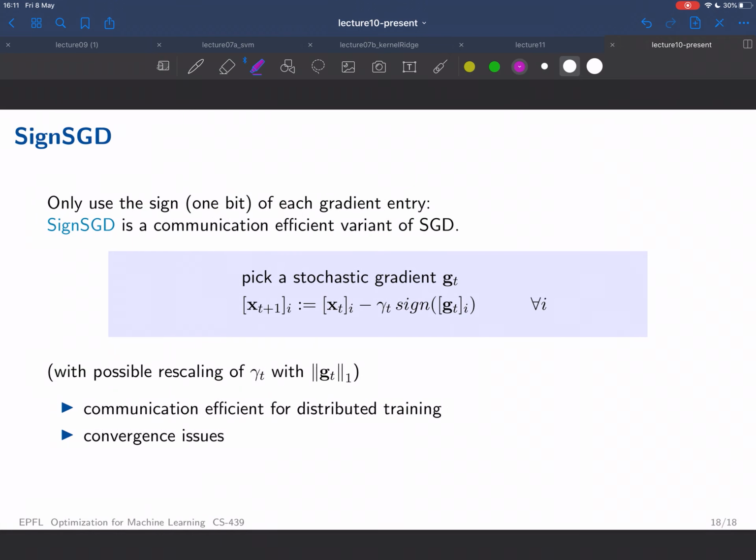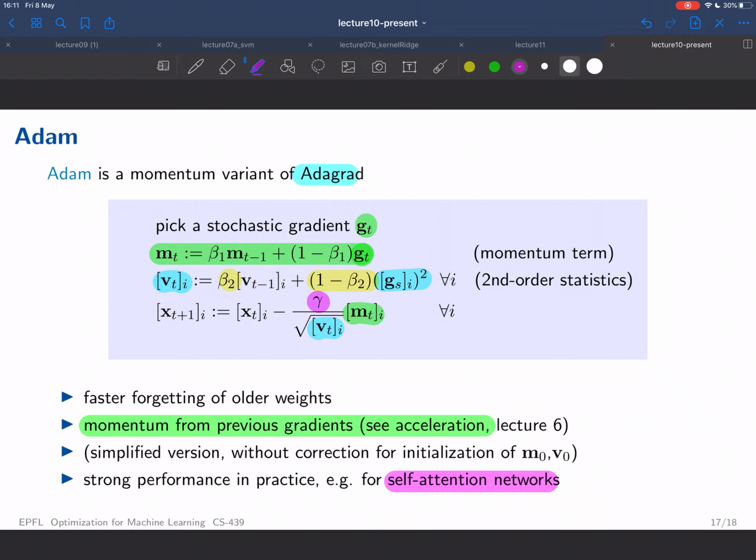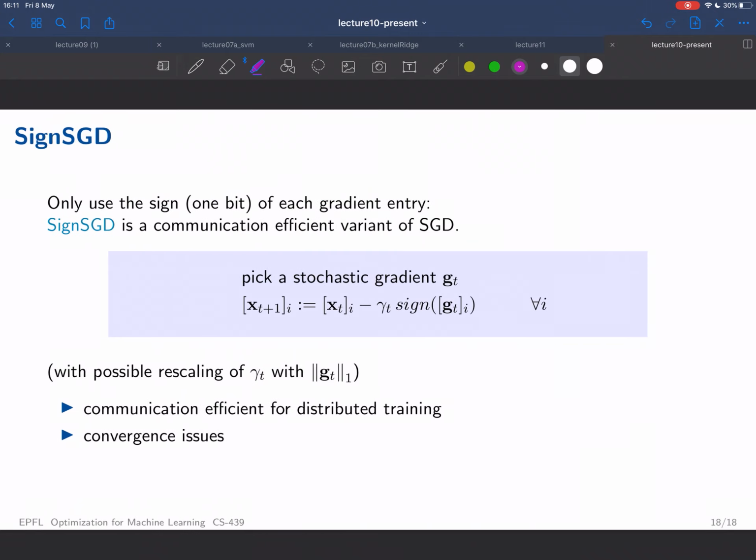Okay, the very last thing is another variant which looks much simpler than before, but it's actually very related to what we discussed. So Adam, it turns out, looks quite complicated, but it is very similar to this thing here, which is called signSGD. And this thing is super simple, so much easier than the ones before.